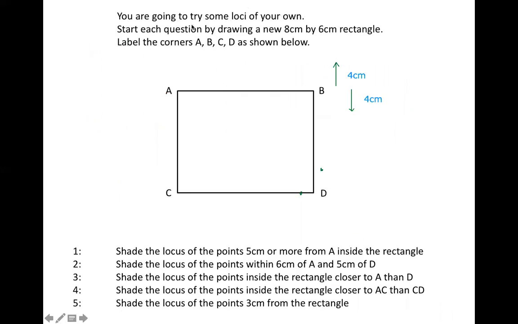Okay, so let's say I have a new 8 by 6 cm rectangle. Let me just clear all that. Okay, so I have an 8 by 6 cm rectangle. I want to, number one, shade the locus of points 5 cm or more from A. So for point A, the rule is points that are 5 cm or more, inside the rectangle. So outside the rectangle doesn't count.